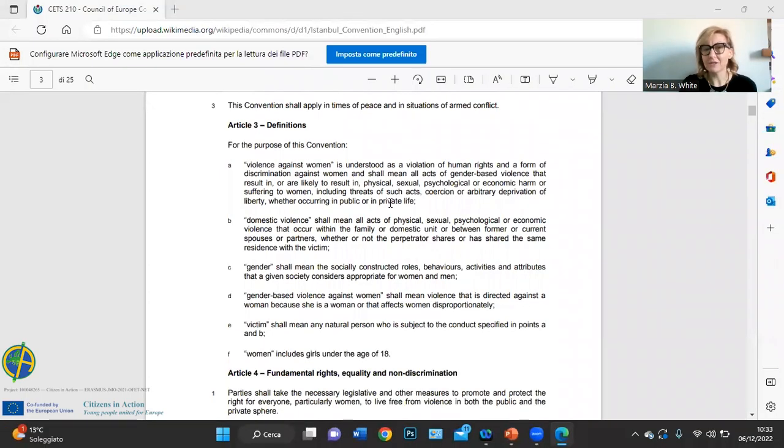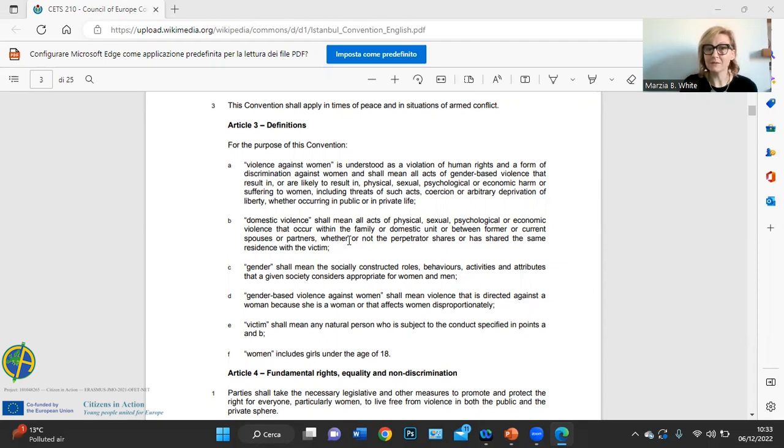So here you have the definition that we already read together, and it's really important because it talks about domestic violence, and that means all acts of physical, sexual, psychological, or economic violence that occur within the family or domestic unit, and the violence between former or current spouses or partners, whether or not the perpetrator shares or has shared the same residence with the victim.